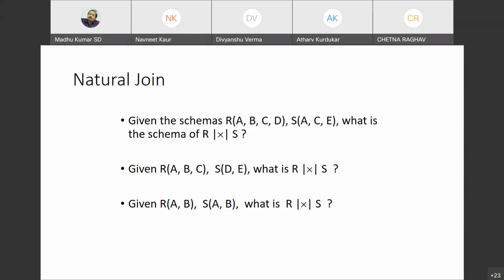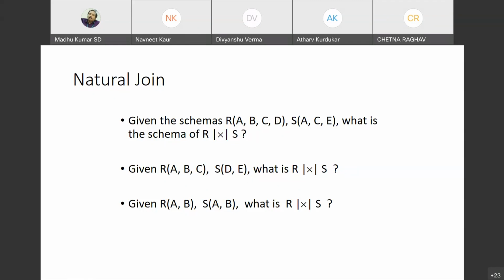Sir, any 2 attributes should have same name. So here, it is not there. Sir, we will get ABCDE. ABCDE. Everyone agree with the answer given by Navini?